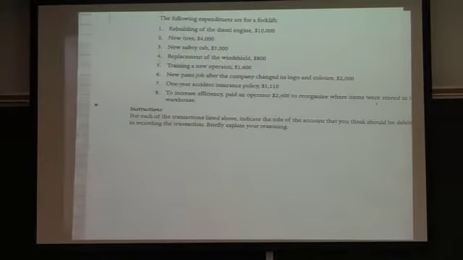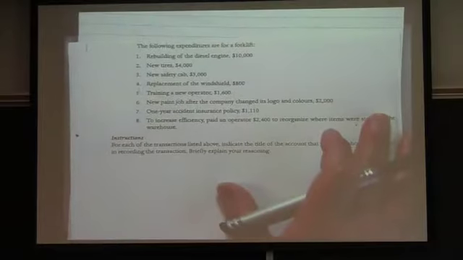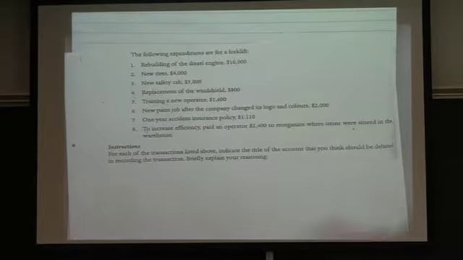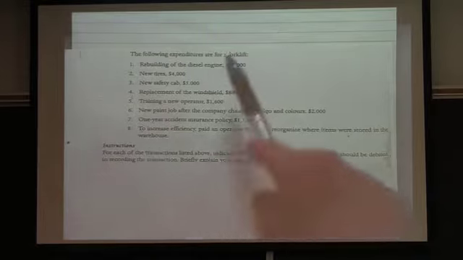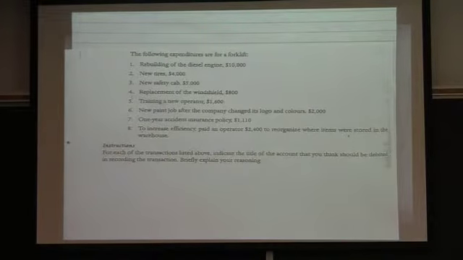So these 8 items are expenditures that were incurred for the forklift. And I'm just going to go through each one of them, verbally describing each of these transactions. So we're asked that for each of the above 8 transactions, indicate whether the account debited should be an expense or should be an asset, and explain your reasoning.